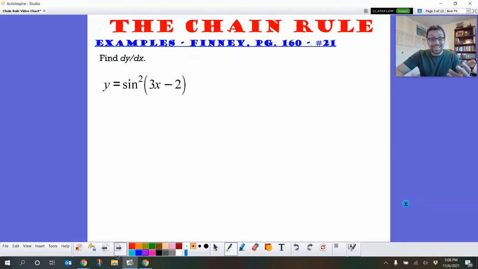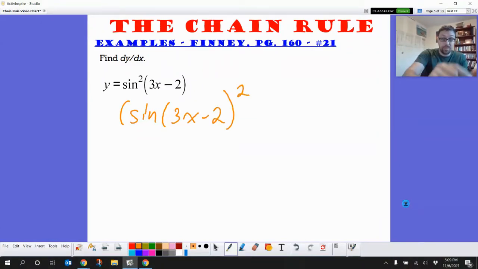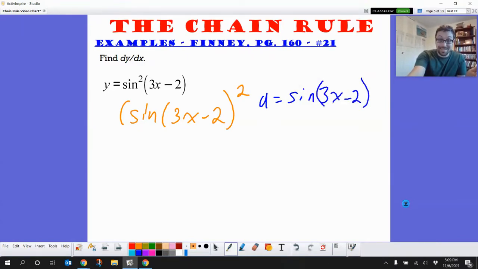Now, this one, they did not tell us what the inside part of the thing was. It's a little bit sneaky for this one because we've got to remember that this is a sine of 3x minus 2, and then all that being squared. So our inside part is actually that sine of 3x minus 2. That is our inside part. But in order to figure that out, we've got to find u prime, right? So we find the derivative of this. Well, the derivative of sine is cosine.